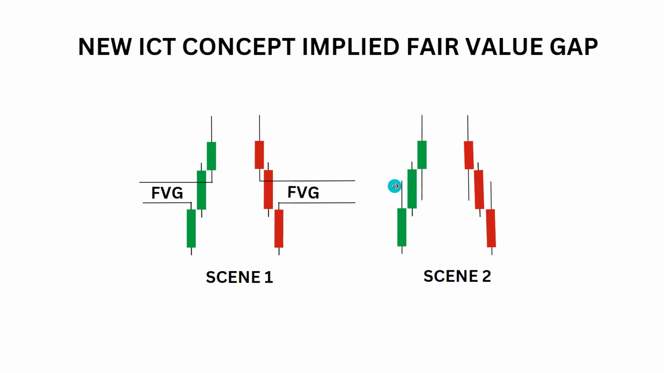You can see that the wick here is actually connected with the wick of this third candle, 1 2 3. Likewise, in the bearish market, you can see 1 2 3. The low of this one is connected with the high of this one. So this is a healthy price action. So the gap left in between, the high of this one and the low, if it is not connected and you can literally see the gap in between them, is called a fair value gap.